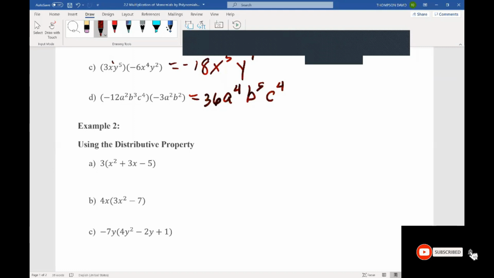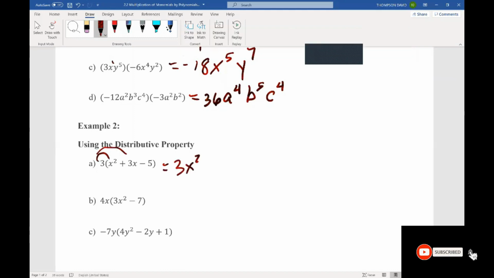Example 2. In the next several examples, we're going to use the distributive property. So we have 3 times x squared plus 3x plus 5, or minus 5. So we'll multiply this 3 in. So 3 times x squared will be just 3x squared. 3 times 3x will give me 9x. And then 3 times -5 will give me -15, and we are done.